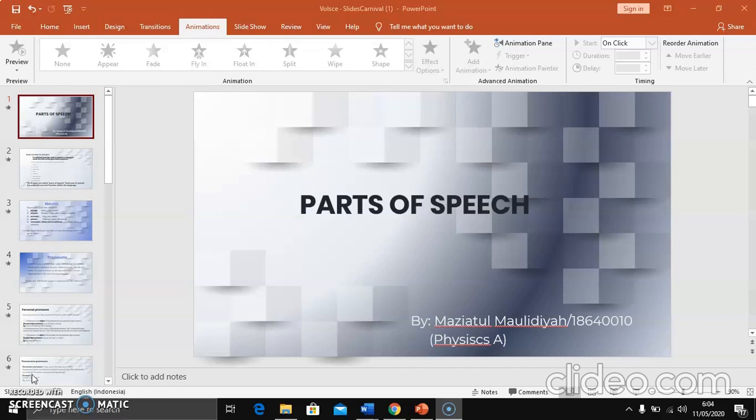18640010 from Physics A. Today, I'm going to explain the general strategy in structure. I'm here to help you increase your knowledge and information for preparing before an exam. I'm sure it will make the matter easier to understand. However, today I'm only explaining one strategy, that is part of speech.